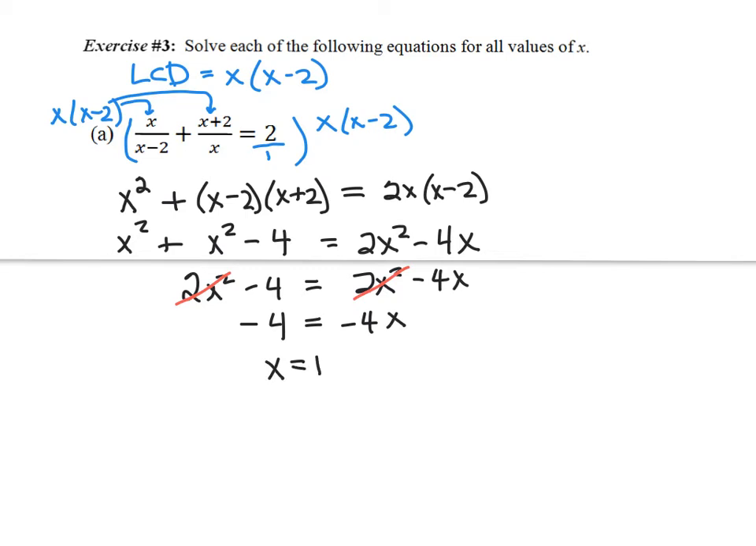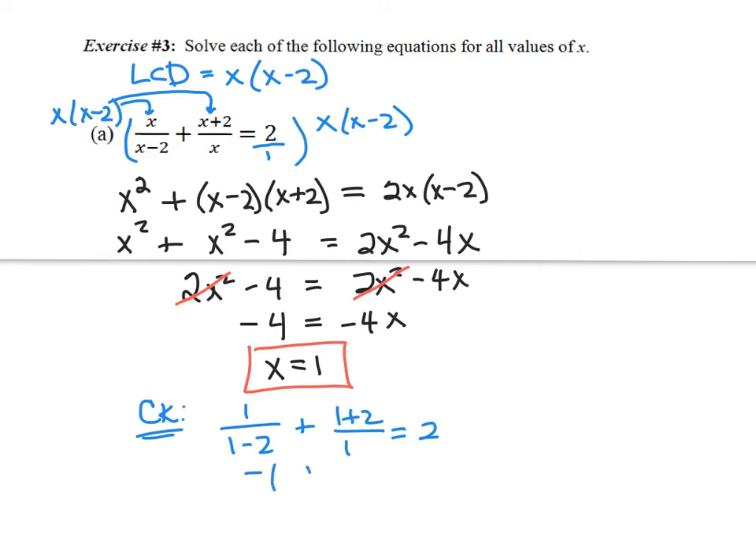Now go back and look. 1 does not make my denominators undefined, so it looks like I'm going to have a good solution. But do always go back and do the check, whether it be on your calculator or by hand. 1 over 1 minus 2 plus 1 plus 2 over 1, does that equal 2? Negative 1 plus 3 does equal an answer of 2. So that checks, and yes, x equals 1 is our solution.